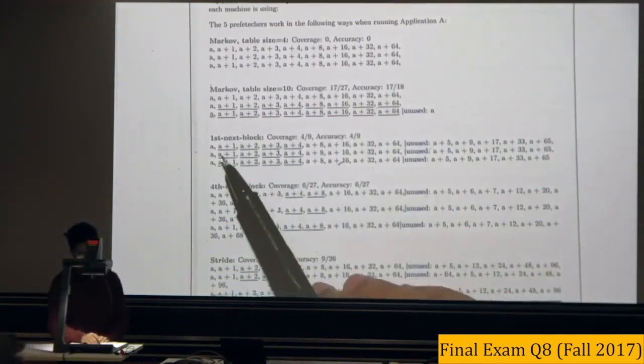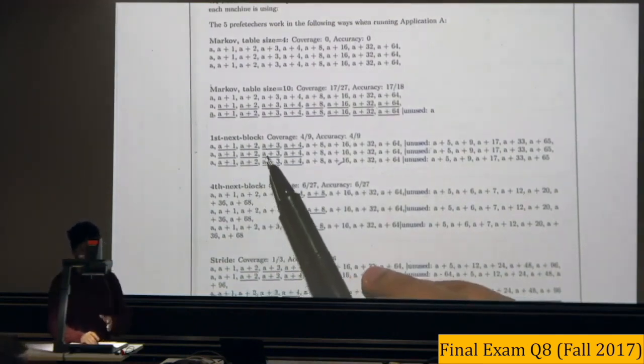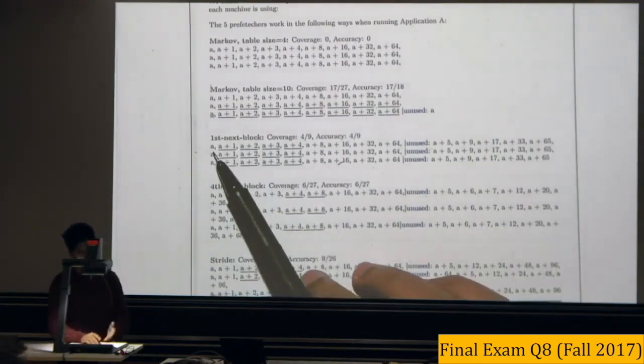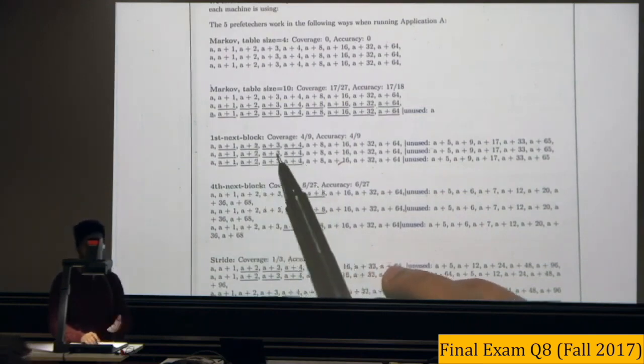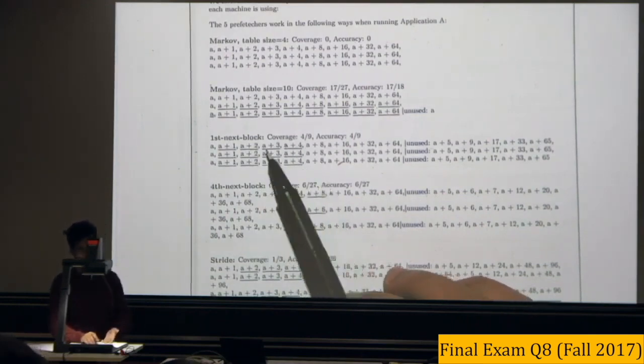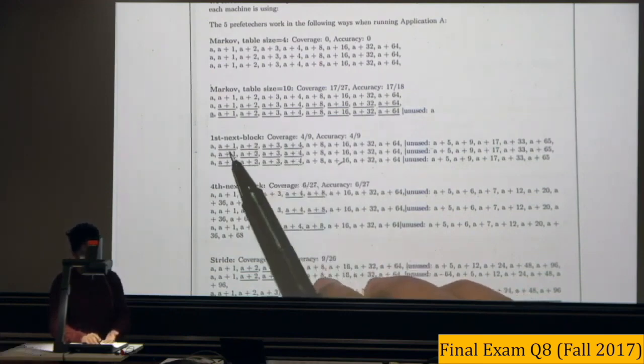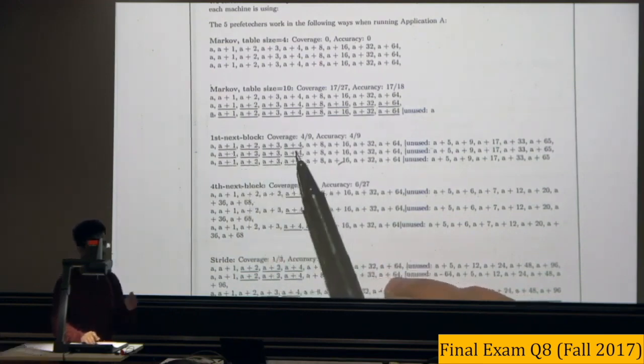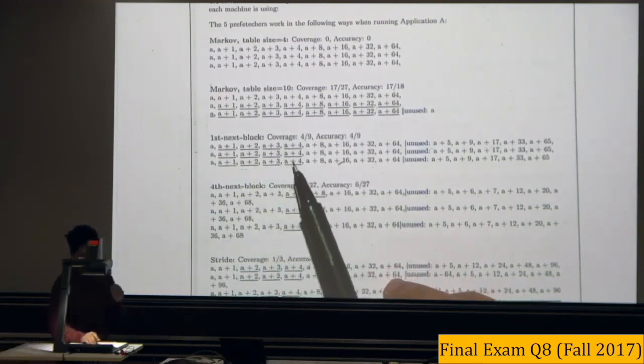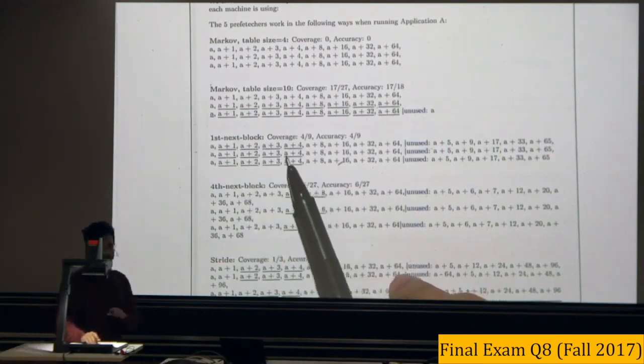So third one basically says the next block access. That's a very basic prefetcher. So A predicts A plus 1, A plus 1 is good. A plus 1 also predicts A plus 2, A plus 2 is also covered. A plus 2 predicts A plus 3, A plus 3 predicts A plus 4, everything is covered. So that means A plus 1, A plus 2, A plus 3 and A plus 4 are predictable. Right? Now A plus 4 will predict A plus 5, which is not present.